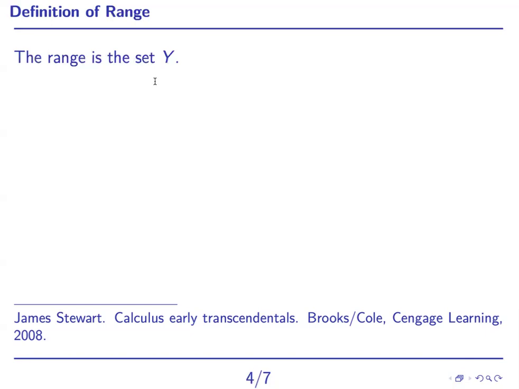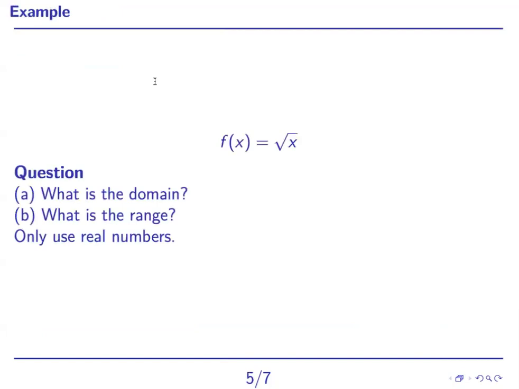Okay, enough of this theory. Let's actually apply what we learned in an example. So now we have a function f of x equals the square root of x. Part A: what is the domain? Part B: what is the range? And we only use real numbers, so we're not going to consider complex numbers. Assume for the sake of this example that complex numbers do not exist. If you do not know what complex numbers are, that is totally fine. I just need to state that we're only using real numbers in order for the following analysis to make sense.